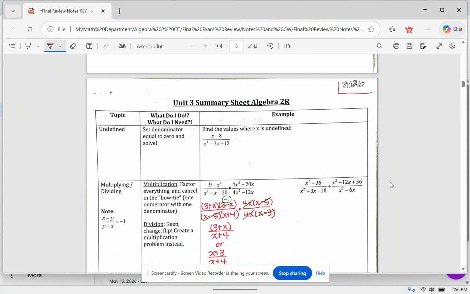All right, welcome to your Unit 3 review, where this is all things rational expressions and equations. First thing we have to review is where is something undefined? Undefined is where we want to set the denominator equal to 0 and solve. So here I'm simply saying, okay, this equals 0, do a little factoring.